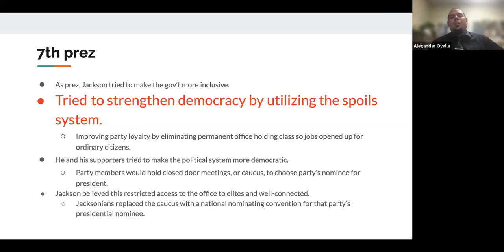Party members would hold closed-door meetings, aka caucuses, to choose the party's nominee for president. And that's what we do today. Jackson believed that this restricted access to the office to elites and the well-connected. So now regular people can vote. Thank you, Jackson. Jacksonians replaced the caucus with the National Nominating Convention for that party's presidential nominee. Again, that evolved from Jackson, and that's what we have today.